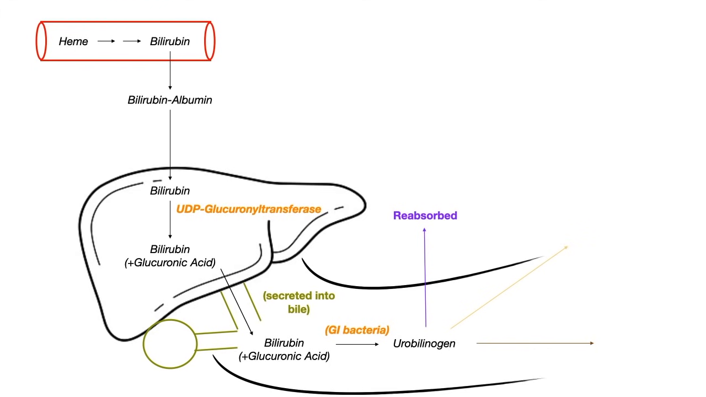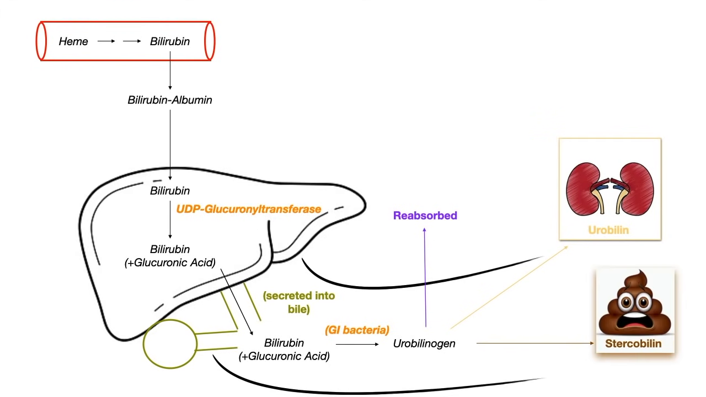The other option, shown in yellow, is that urobilinogen can make its way to the kidney and ultimately be converted into urobilin. And it's urobilin that is a yellow pigmented chemical which gives urine its yellow color. The other option is that urobilinogen can continue through the colon and ultimately be converted to stercobilin. And stercobilin is also a pigmented bilirubin derivative that is brown. And that's what gives poop the brown color.